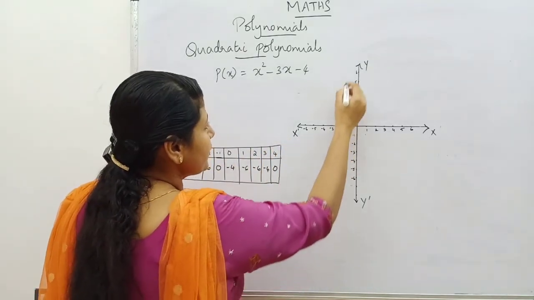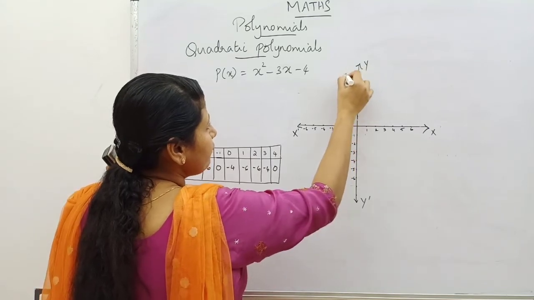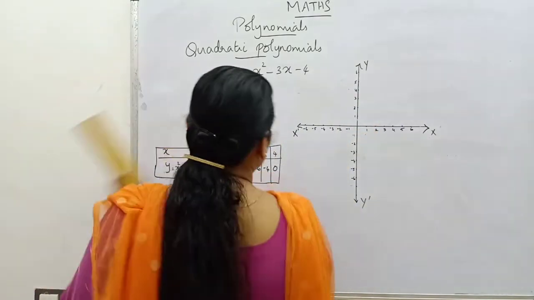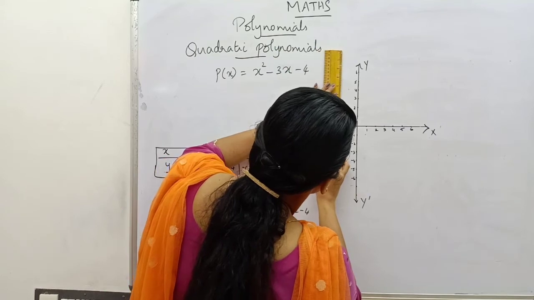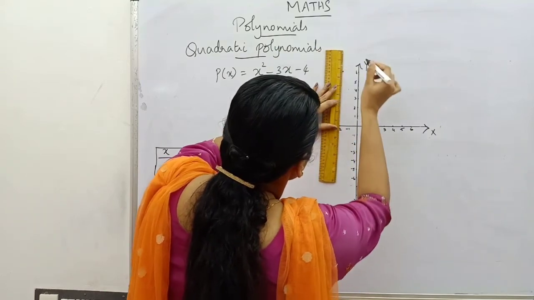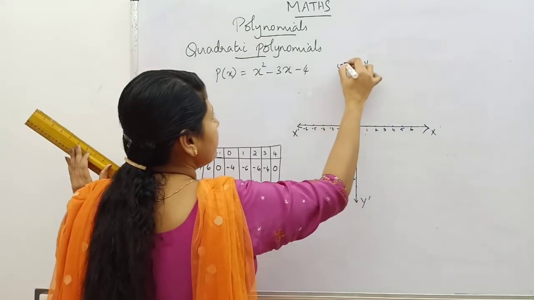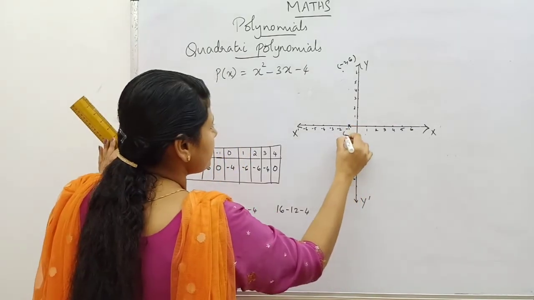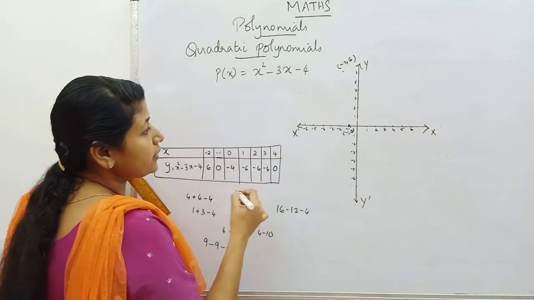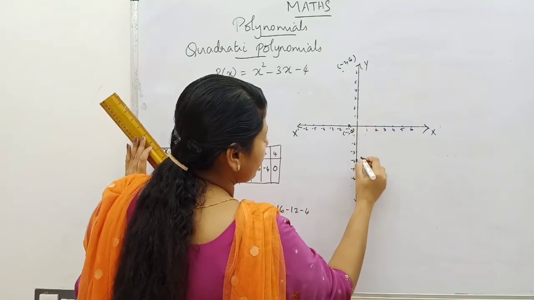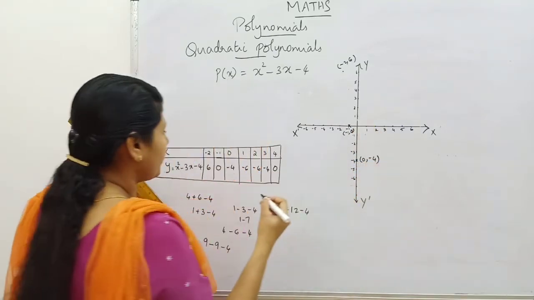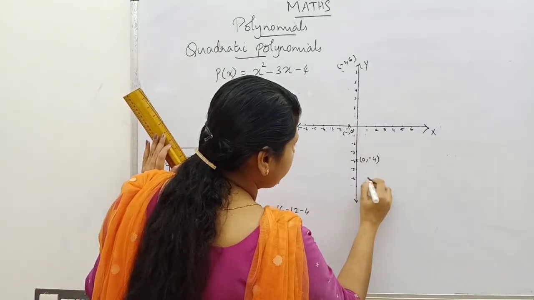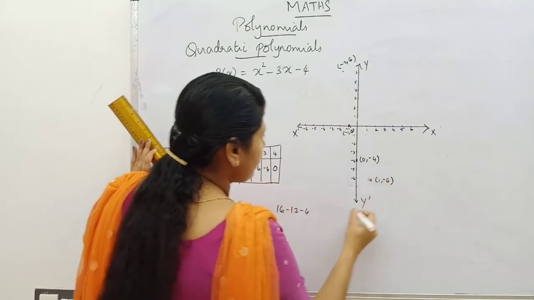Okay, negative 2, 6. It will be negative 2, 6, somewhere here. Sorry, this is negative 2. This will be negative 2, 6. Then negative 1, 0. Negative 1, 0 is this point. Then 0, negative 4 is here. Then 1, negative 6 is here.